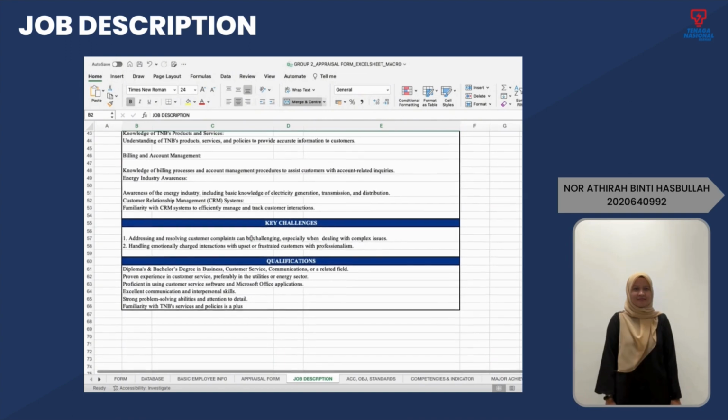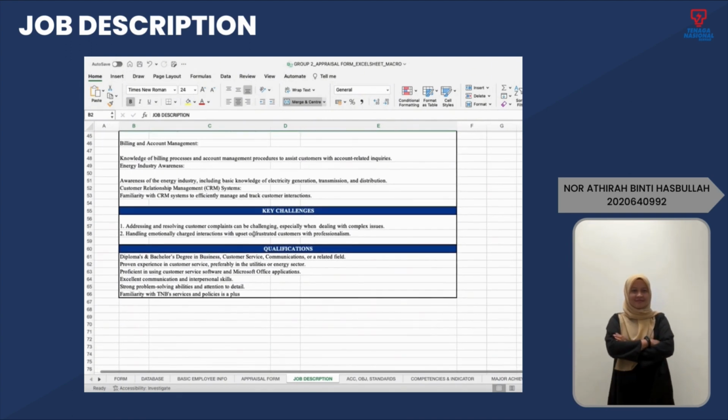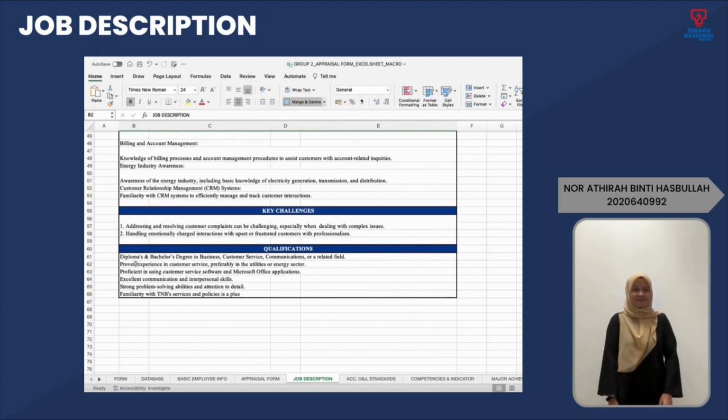And at the very bottom is the qualification section, where the employee must have the specific qualifications for the position of customer service. For example, they have to have a diploma or bachelor's degree in business or customer service, proven experience in customer service, must be proficient in using customer service software, excellent communication, and strong problem solving, and so on.